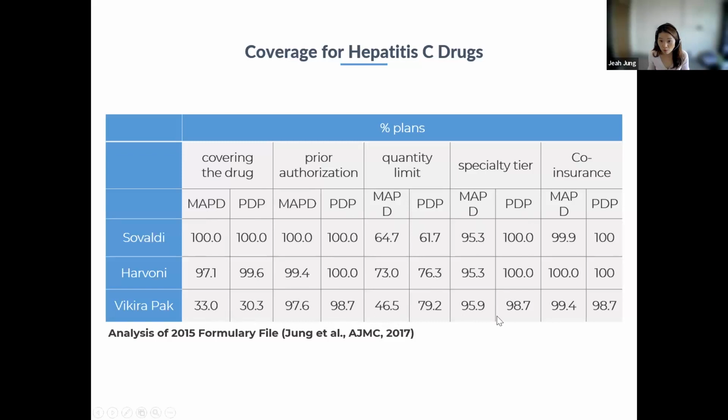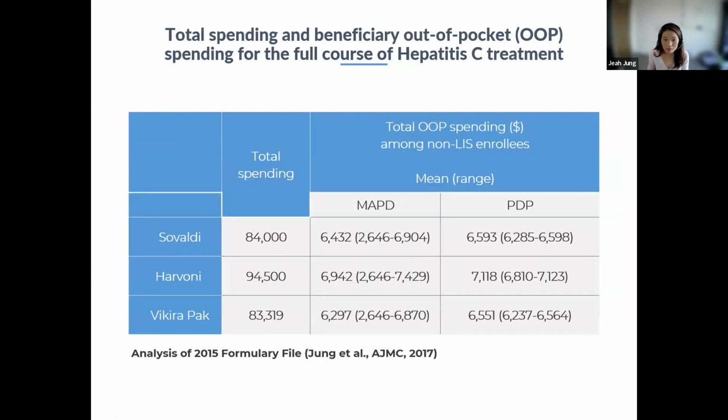Almost or over 95% of plans put these drugs in specialty tiers, and almost all plans use co-insurance. But you see this is 99.9%, which means at least one or a couple of plans did use co-payment for Sovaldi. Now you can think, if someone needs Sovaldi, that beneficiary probably wants to find that MAPD plan that uses co-payment for Sovaldi, right? This is a simple analysis, but it's very informative, and it works as one paper.